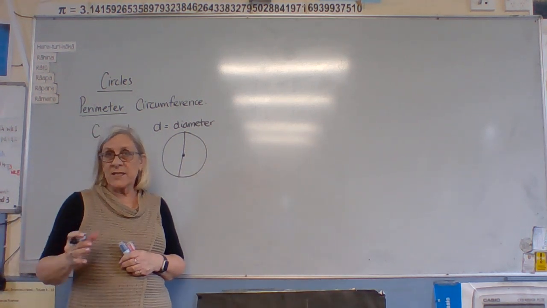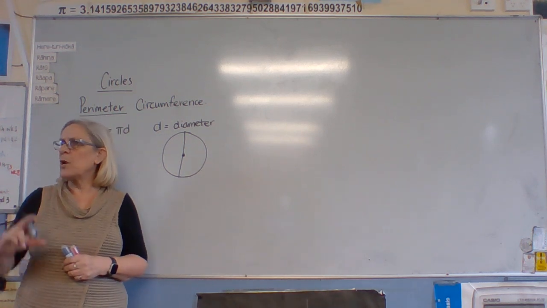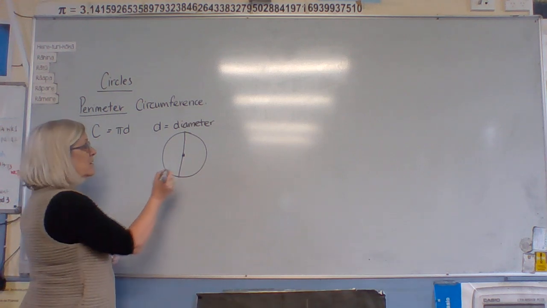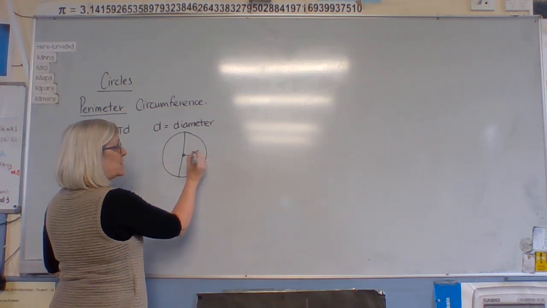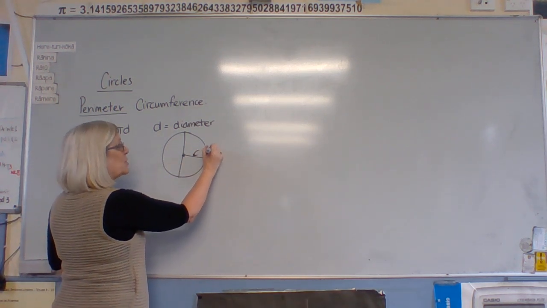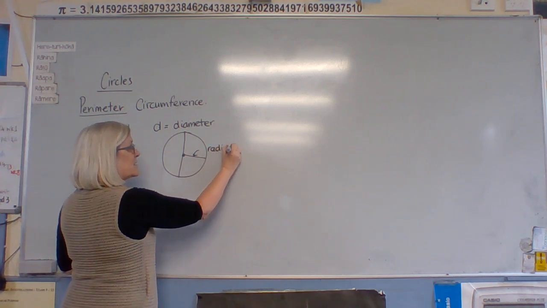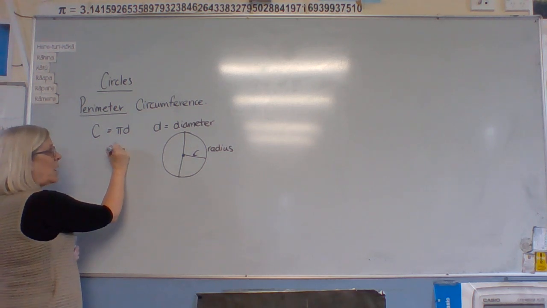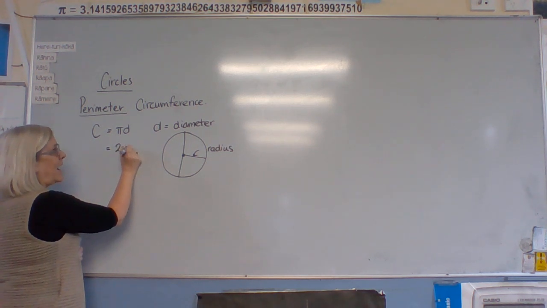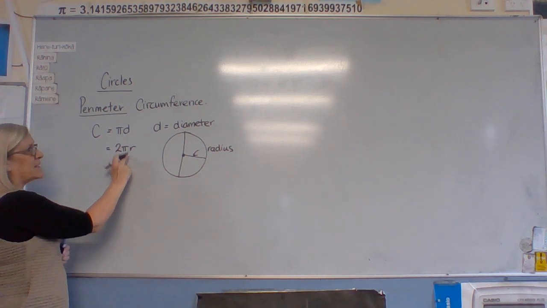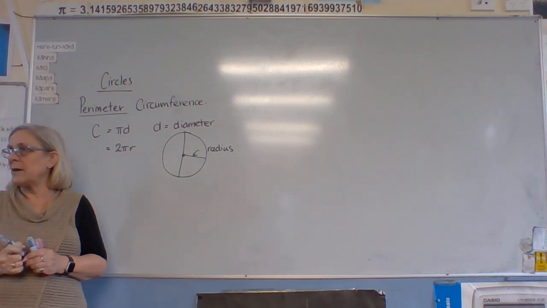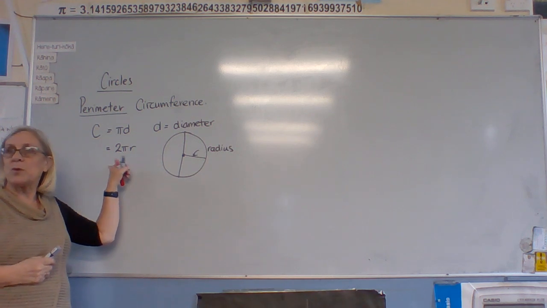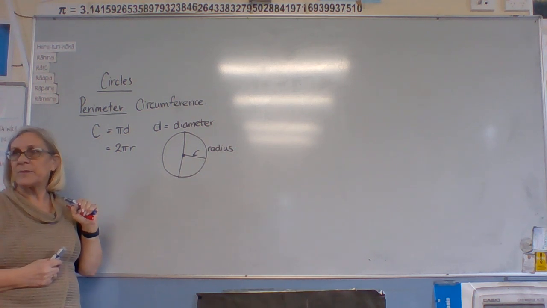Sometimes we're not given the diameter, we're only given half of it. What's that called? Half of the diameter. What's this line called? Radius. Good, thank you. The radius. All right? So sometimes our formula will say 2 pi r. What it's saying is 2 radiuses because that's equal to a diameter. Now that formula is not on your sheet. You have to know to double the radius to find the diameter.